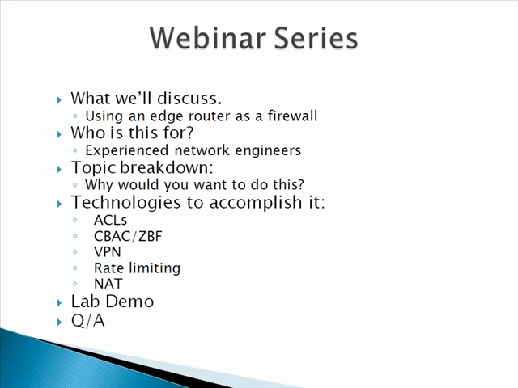We're going to be talking about first why you'd want to use a router for a firewall instead of a firewall, and what technologies we're going to use to accomplish that. You can see a small list of them there. And then at the end, we're going to do a quick lab demo, not an exhaustive one. There's many different ways you can approach this. Which one you use is going to depend on what your needs are. And then we'll do a Q&A at the end. We can talk about some of the ways that you can apply this or any questions people might have about it.